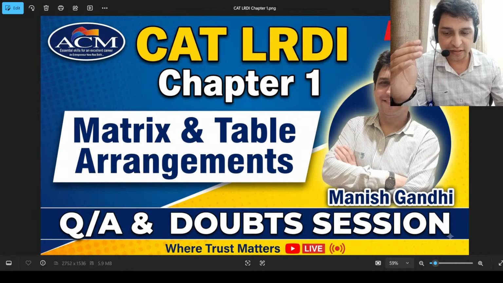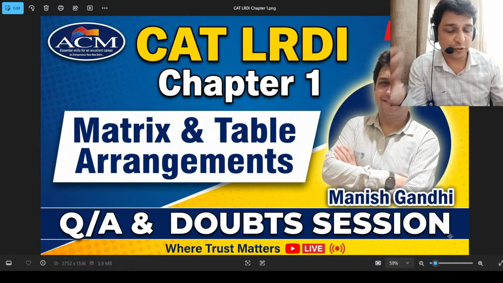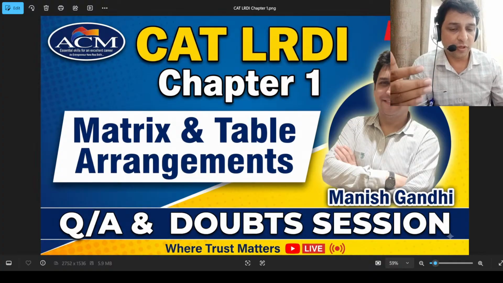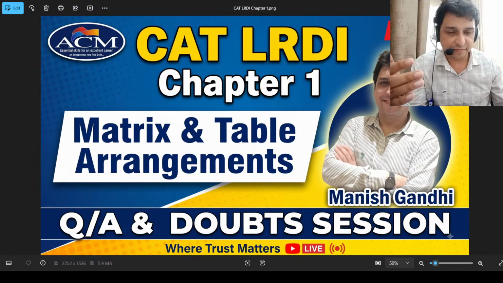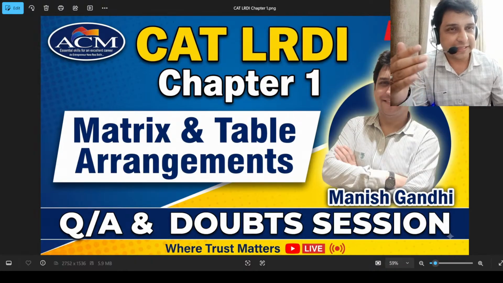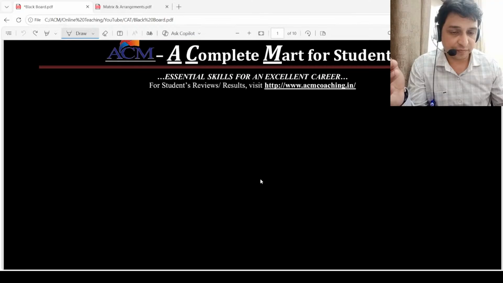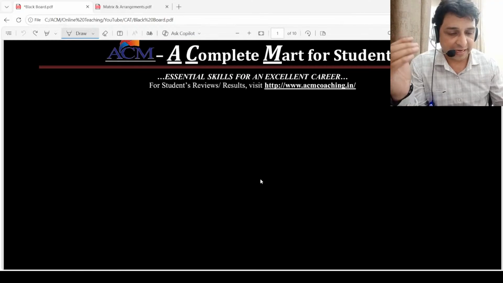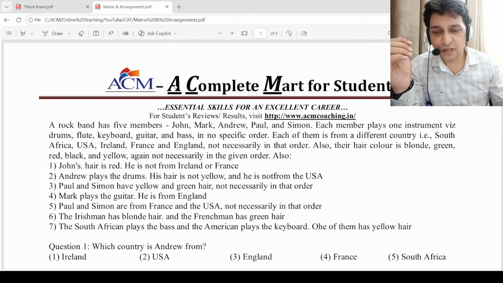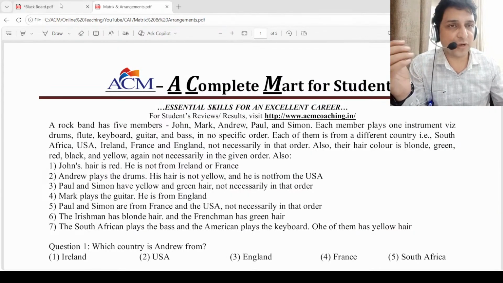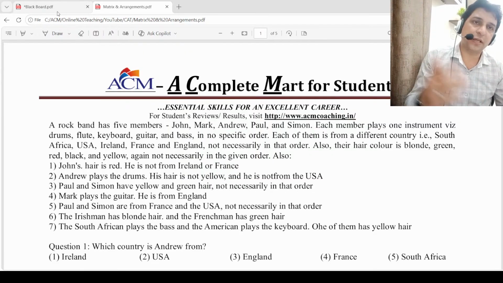In your exams, you get puzzles which you have to solve. So, first of all, we'll do some basics, and then we're going to do CAT puzzles which actually appeared in CAT as well as in XAT. So let's go ahead and start with the class right away. So what is the matrix and what is the table arrangement? We'll understand with the help of examples.